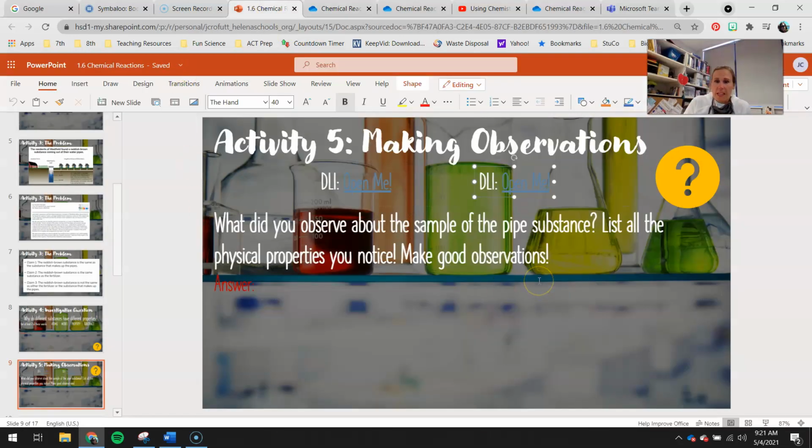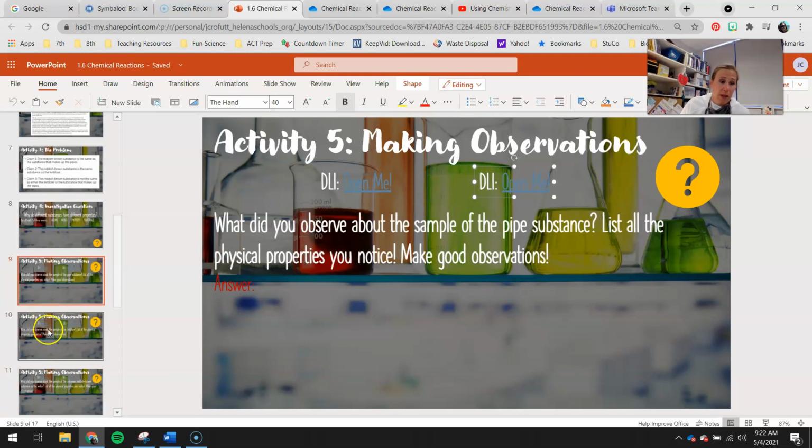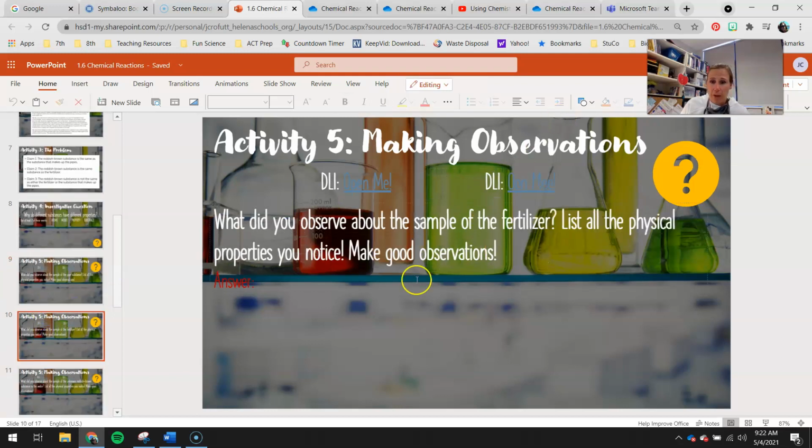So what did you observe about the sample of the pipe substance? So these were scraped directly out of the pipe. List all the physical properties you notice. Make good observations. So what you will notice for all 3 of these substances is even though they came from water samples, we dehydrated the water out of them, so they're all solid substances at this point. Okay, so look at those 2, and then what did you observe about the sample of the pipe substance? List all the physical properties you notice. So make sure you make really good observations here. Okay, next one you will look at the fertilizer.